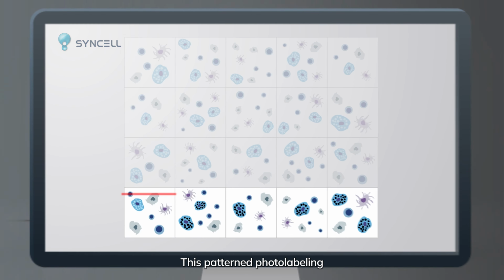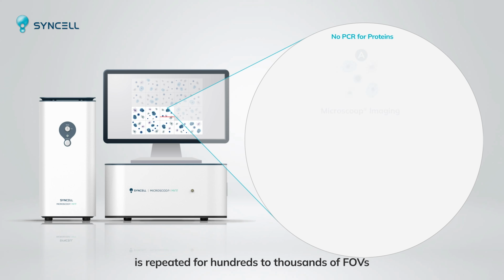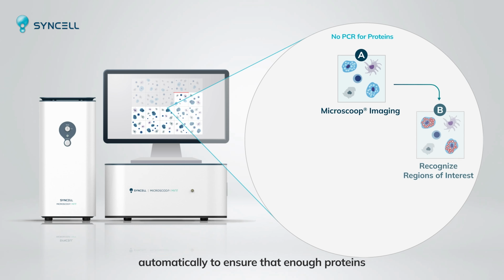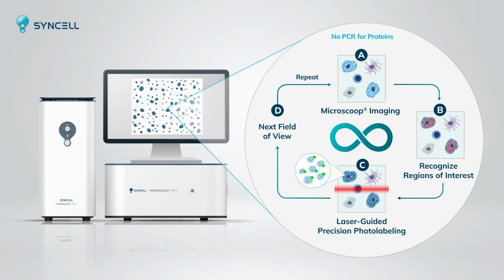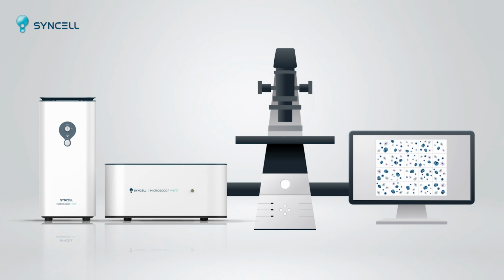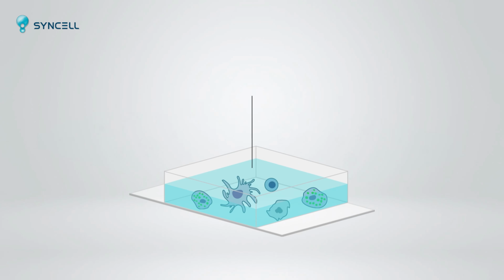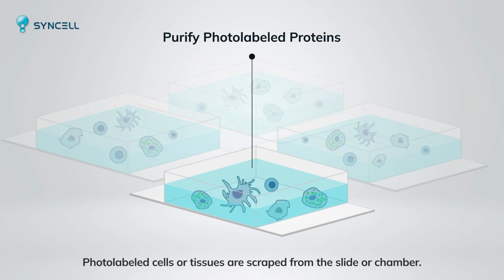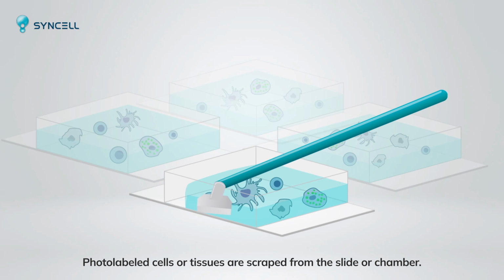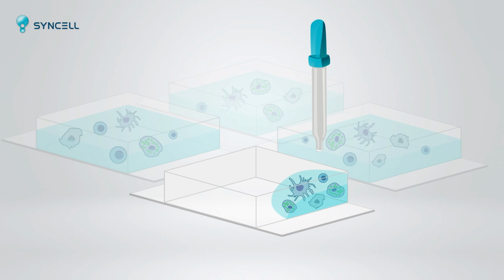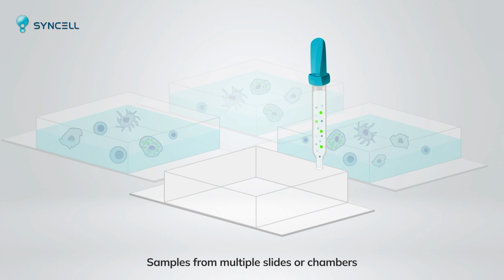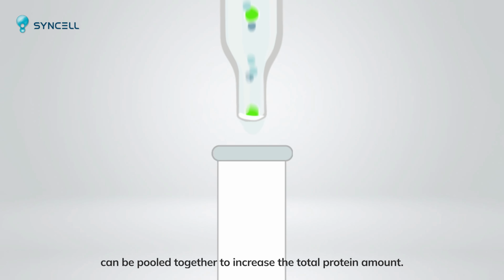This patterned photolabeling is repeated for hundreds to thousands of FOVs automatically to ensure that enough proteins are biotinylated for later proteomics analysis using mass spectrometry. Photolabeled cells or tissues are scraped from the slide or chamber. Samples from multiple slides or chambers can be pooled together to increase the total protein amount.